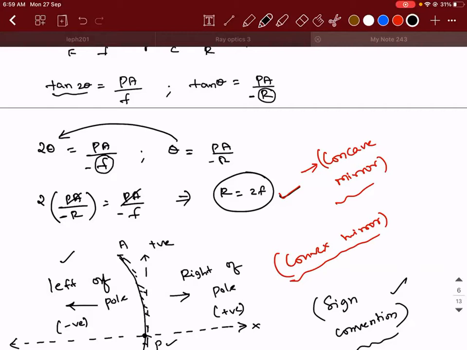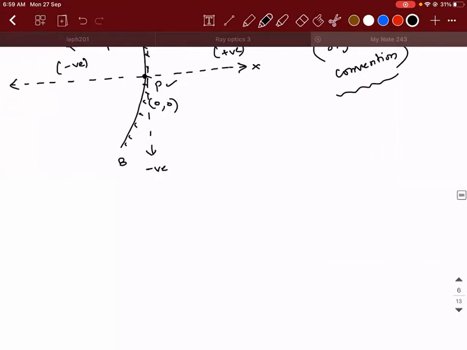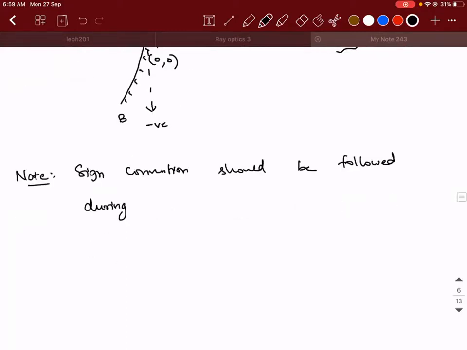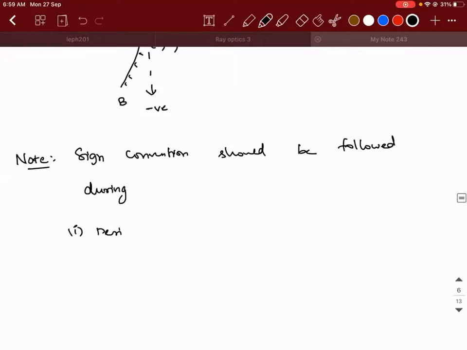So the important point to be noted in this chapter is a very, very important note. Please write it down. The note that you're supposed to make here is sign convention should be followed during two steps. One is derivation, and the second is solving problems. Both the times you are supposed to do it.